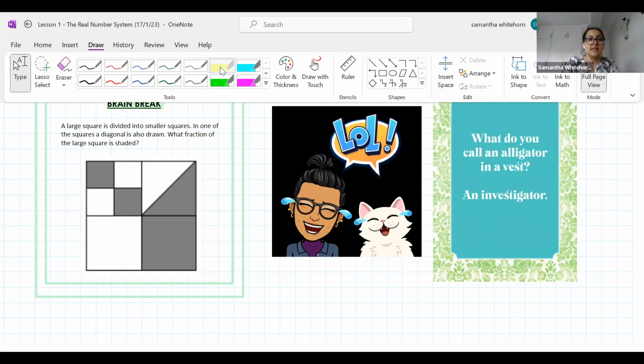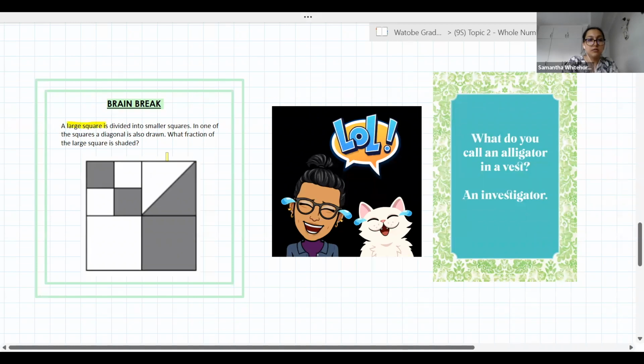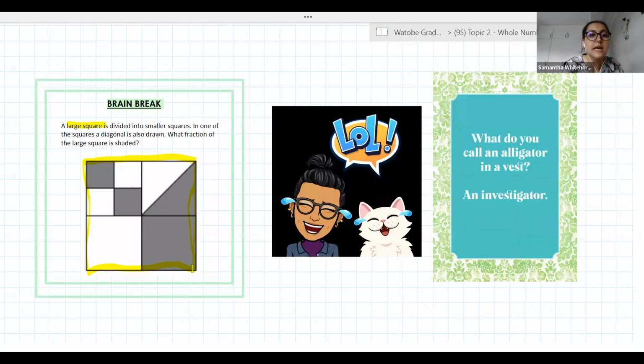So your brain break here is saying that you've got a large square, which is the square outside here, which I beautifully outlined because clearly I'm very good at outlining things. It is divided into smaller squares. One of the squares has a diagonal drawn, so this is the diagonal over here, and I'm asking you what fraction of the large square is shaded. So have a think. You can put some answers in the chat, or you're welcome to raise your hand. But what portion or what fraction of the square is shaded?